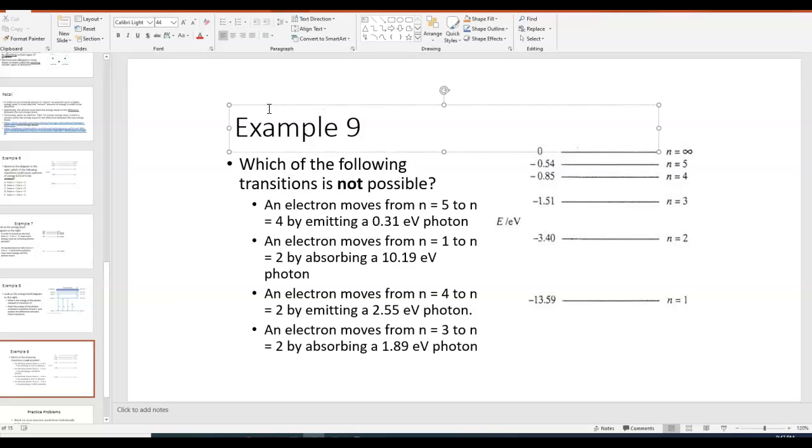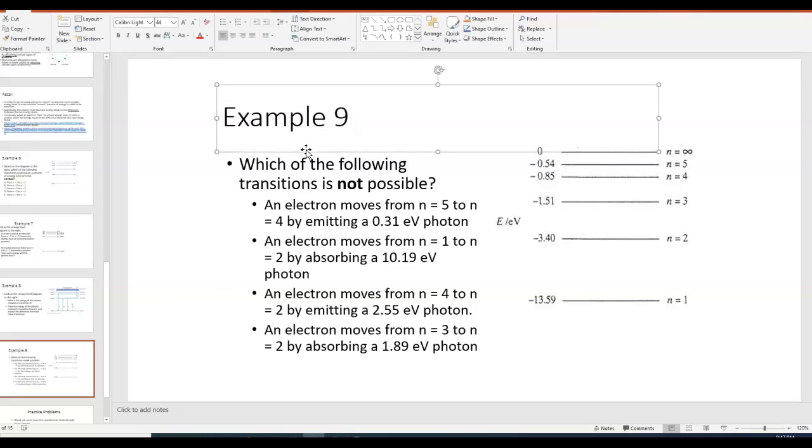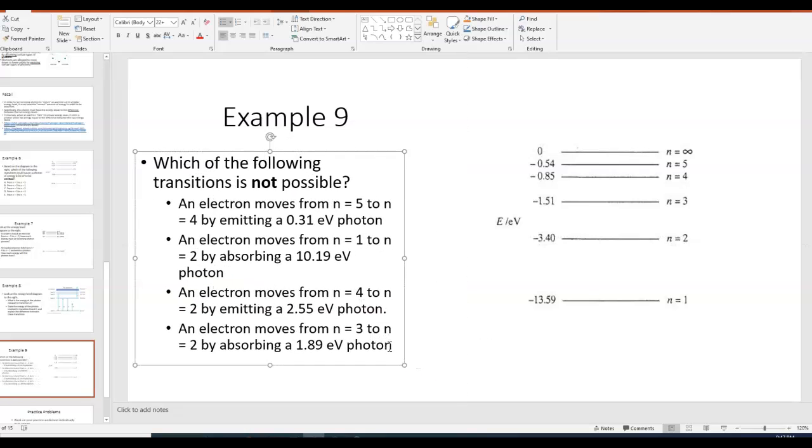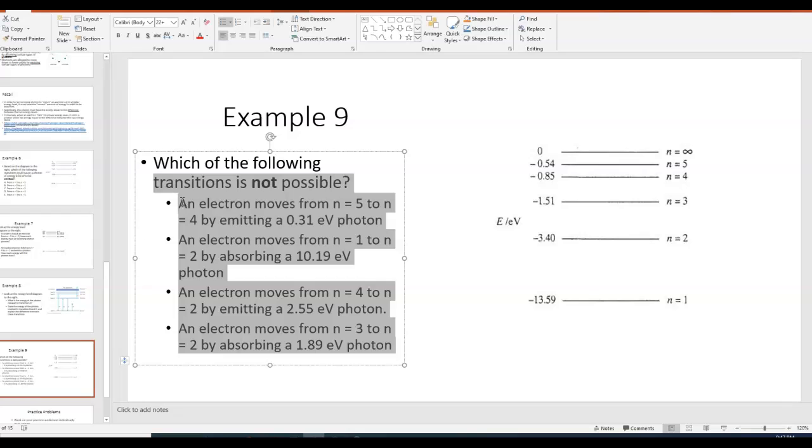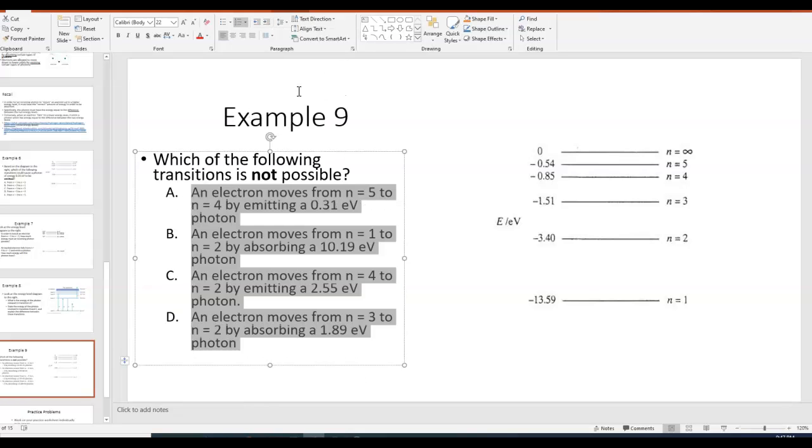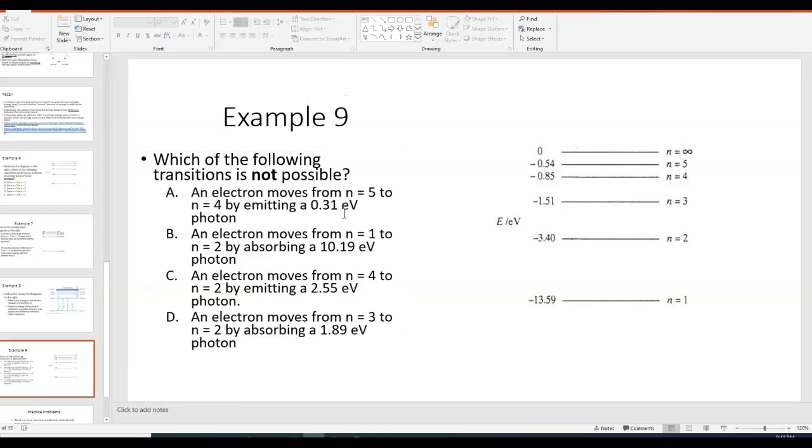Example 9 says, which of the following transitions is not possible? Let's look at the answer choices. I'm going to change this just a little bit. A: an electron moves from n equals 5 to n equals 4 by emitting a 0.31 eV photon. Now, this picture I've actually used before. If you look at the numbers from 5 to 4, this gap is 0.31 eV. I just happen to remember because we saw those exact same numbers a few minutes ago. So A is possible. We can eliminate A as an answer choice.